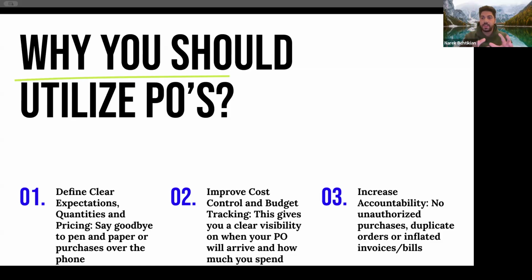So, with all of those things, if we go back to the top, you're making sure that you're not making any mistakes. You have everything in one place, exactly what you need. You have clear visibility on how much it's going to cost and when your items are going to come, essentially, and no unauthorized purchases and no unauthorized invoices. So these are the fundamental things.